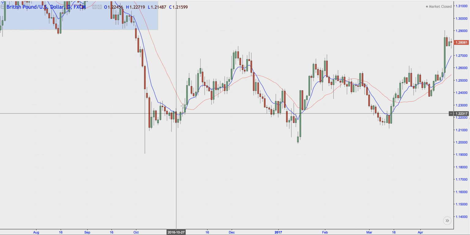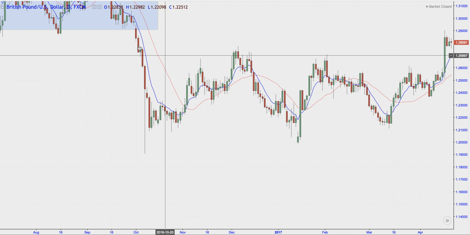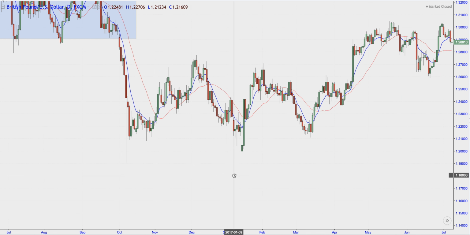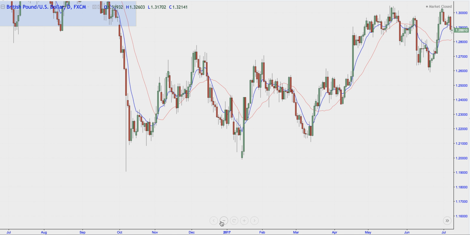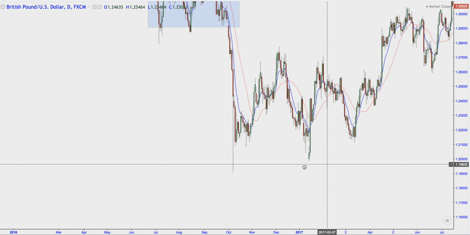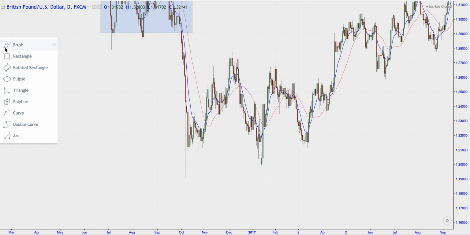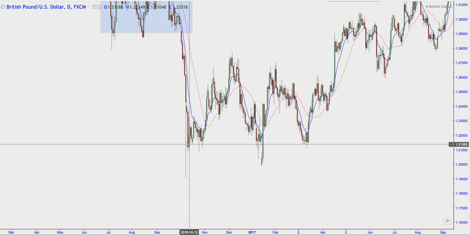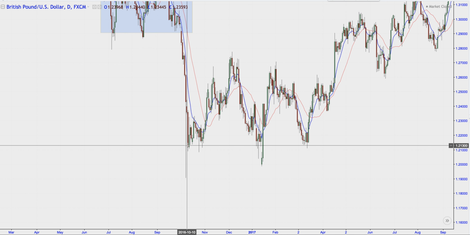And ever since then, the price went back to consolidating. As I showed you that range before, I'm going to zoom in. I'm doing all of this on a daily time frame. I'm going to zoom out a little bit more. And what we can see right here, again using my rectangle tool, is that this price at this point found support around 1.21.